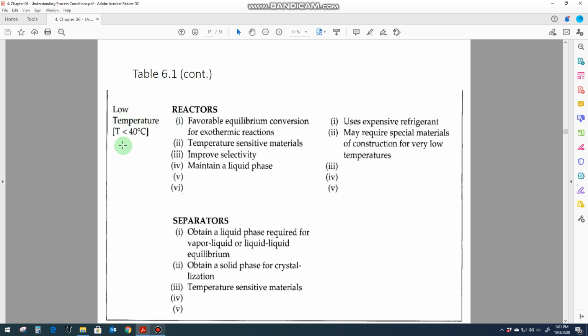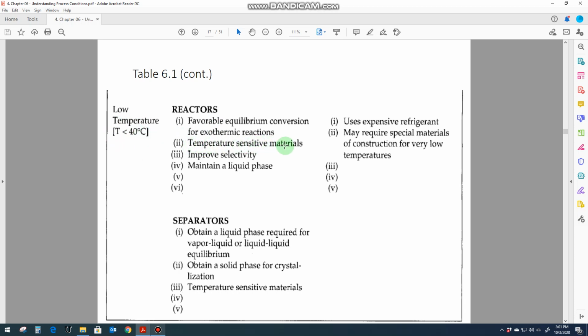Now let us see if we want to operate our process below 40 degrees centigrade. That doesn't lie within the boundary of the temperature. So if we are operating the process below 40 degrees centigrade, then what could be the reasons? Favorable equilibrium conversion for exothermic reactions. So if we are having some kind of exothermic reactions, and you want to achieve the equilibrium, then we can operate the process below 40 degrees centigrade.